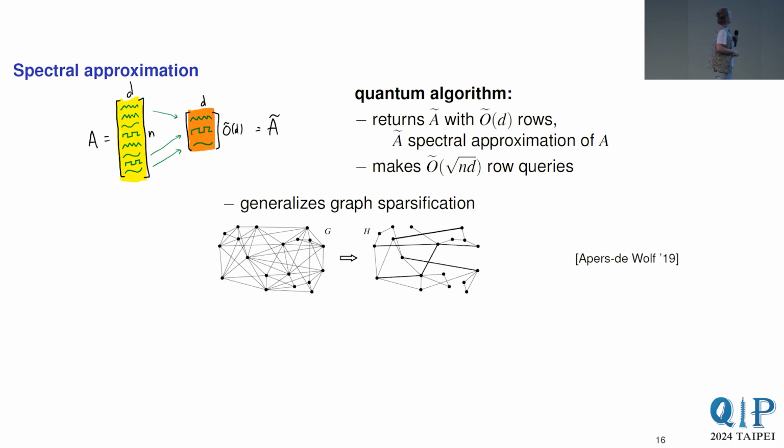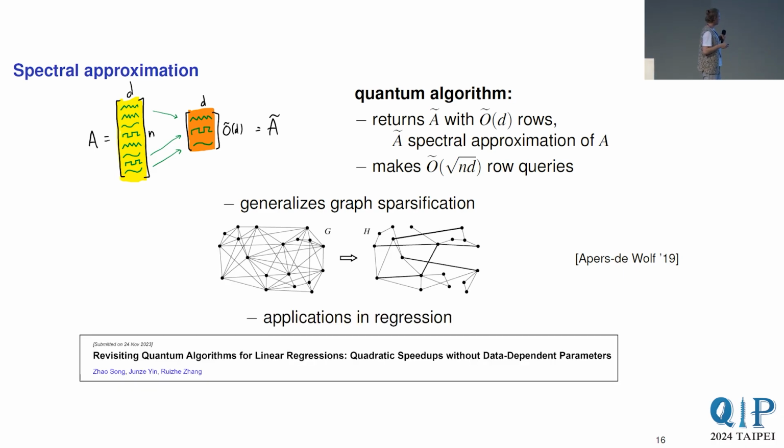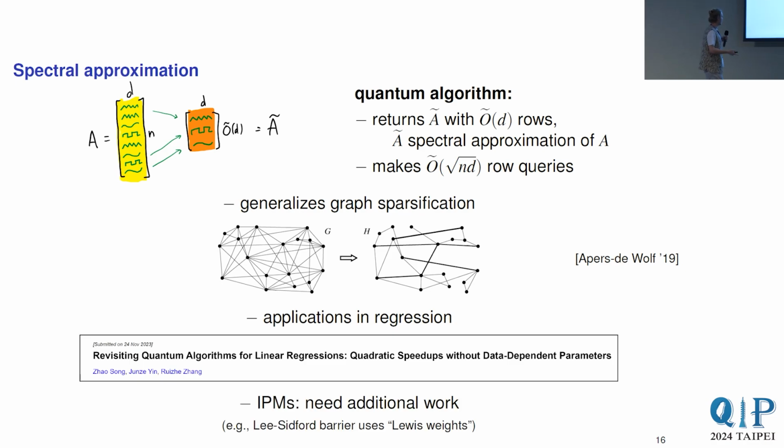This generalizes the idea of graph sparsification. If A is the edge-vertex incidence matrix, then this entire idea of spectral approximation is really just graph sparsification. So it generalizes the work together with Ronald de Wolf from 2019, where we did a quantum speedup for that. It has applications in regression. I think it was just 2 or 3 weeks after our paper came out that there was a paper that used this quantum algorithm for regression. I'll also mention that for IPMs, interior point methods, we need additional work. The matrix A will generally be rescaled by leverage scores or by Lewis weights, so we have to compute these as well.